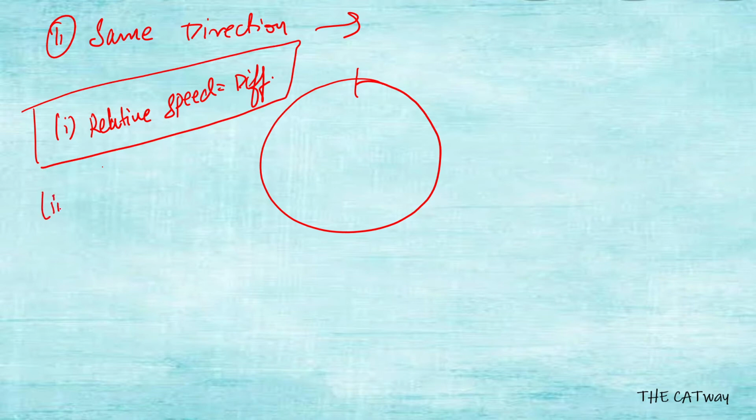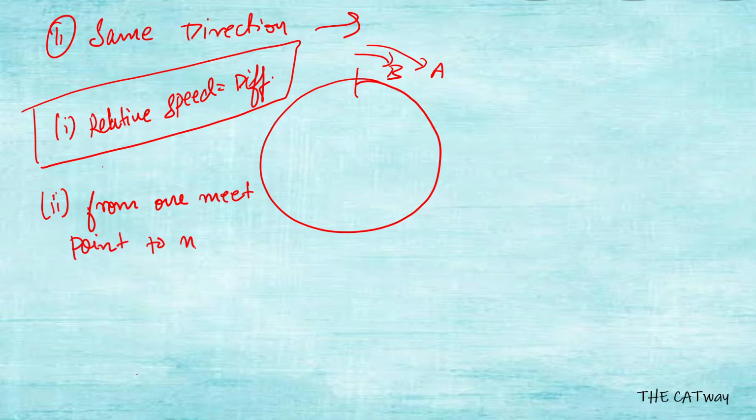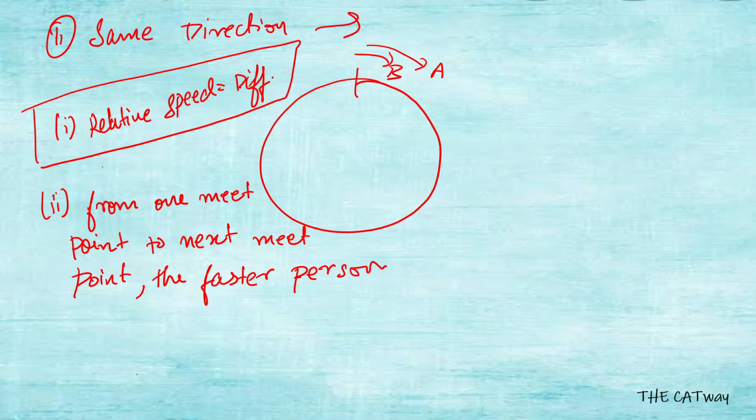Now the second thing is that, because they are starting in the same direction, A and B, I'll write it and show you: from one meet point to the next meet point, the faster person will cover one more complete round. Okay, one more complete round.